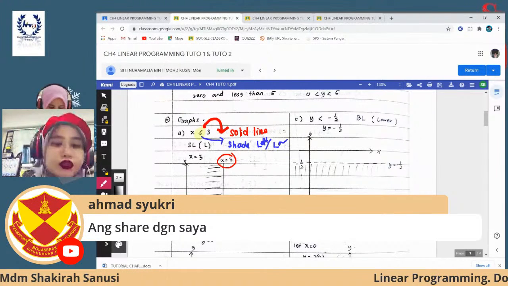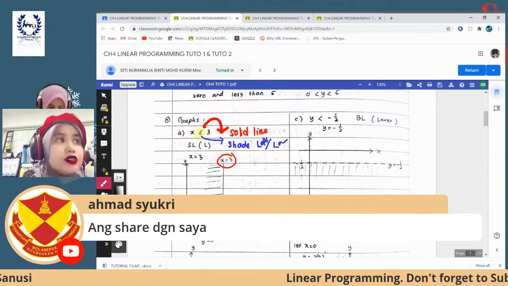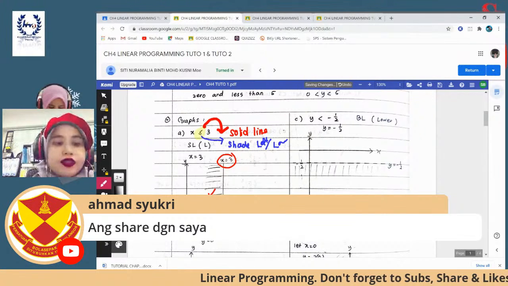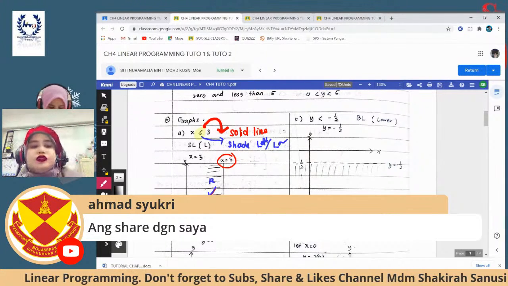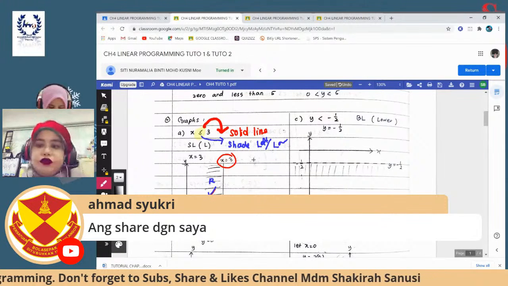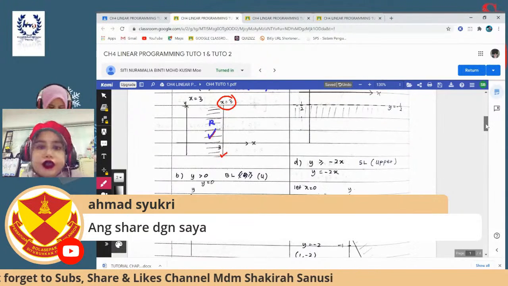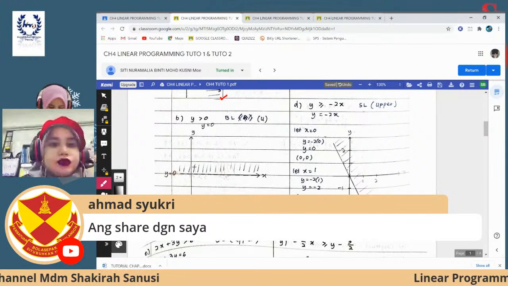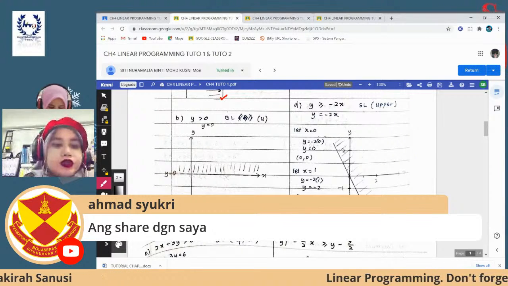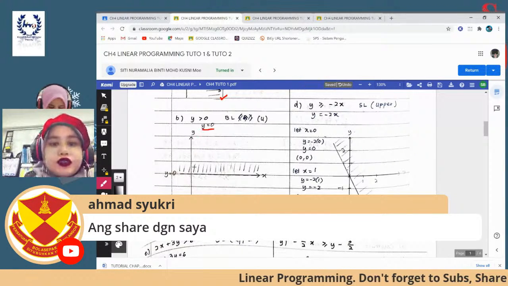Next adalah kita tengok shaded. Okay, bila less or equal kan, so you akan shaded belah kiri. This is you punya arc. That is your region. Okay. Next, let's look at question B. Y greater equal to 0. So that means you punya graph, okay, greater than 0. This is you punya graph.